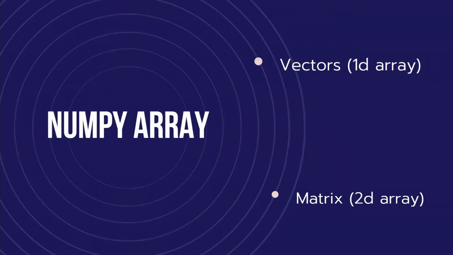NumPy arrays essentially come in two flavors. First, vector, second, matrix. Vector stands for a 1D array, like a column vector or row vector, and a matrix is a 2D array.